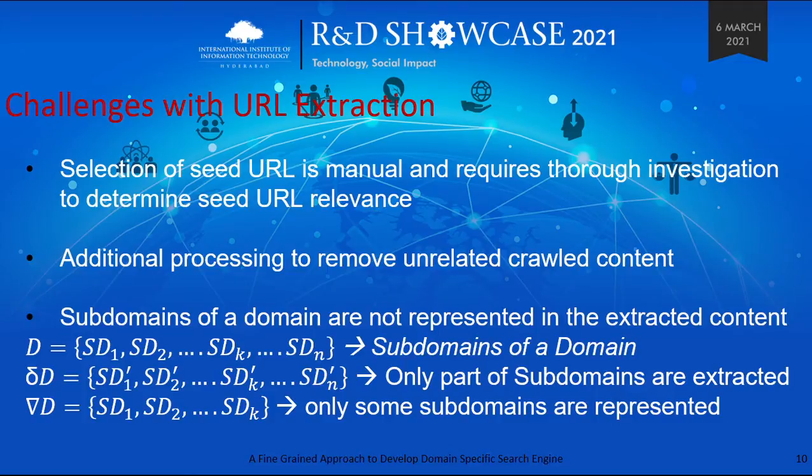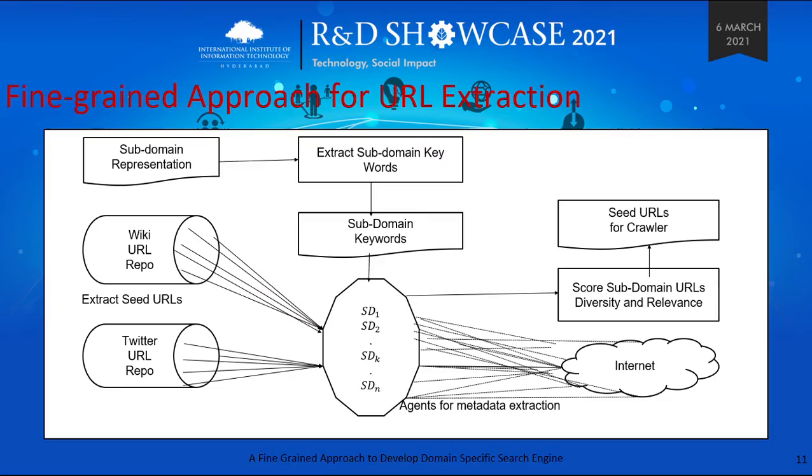We want to ensure that all these problems are worked out in this work. To do this, we came up with an approach where we extract URLs from two repositories, Wiki and Twitter, so that we reduce the bias in our approach. Then we used a systematic approach to identify subdomains of a domain, and went about crawling and then finding the subdomain representation and the seed URLs' relevance for that subdomain.